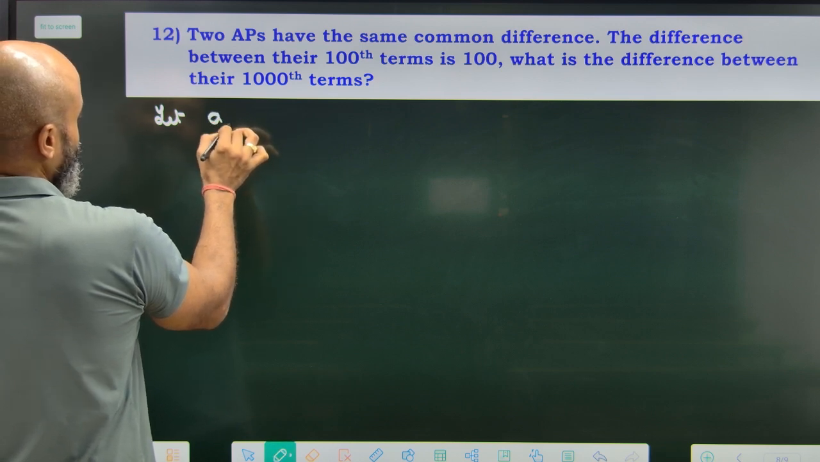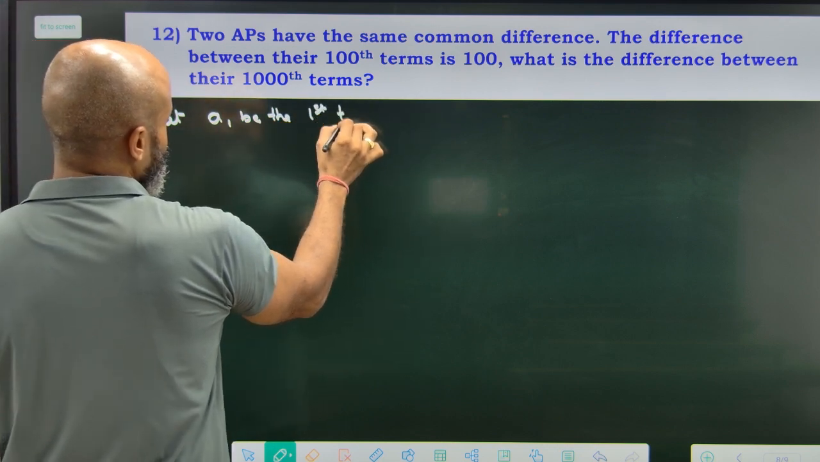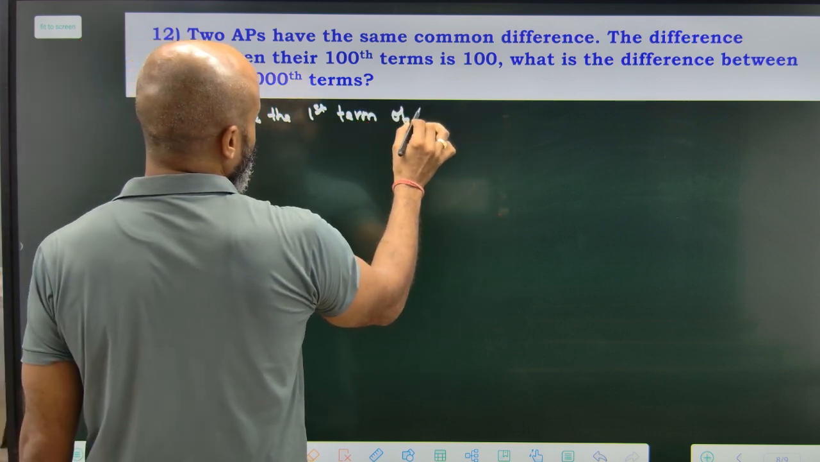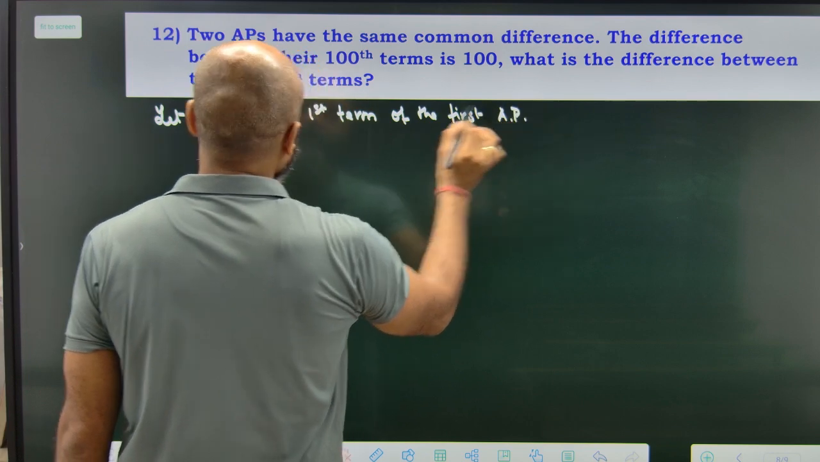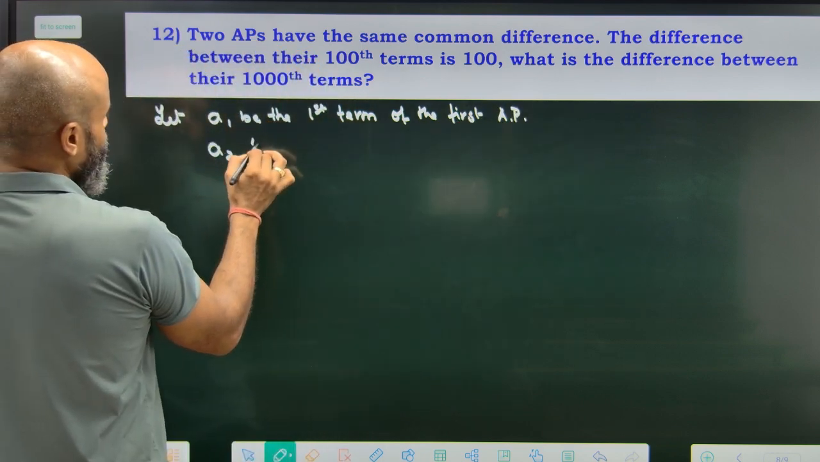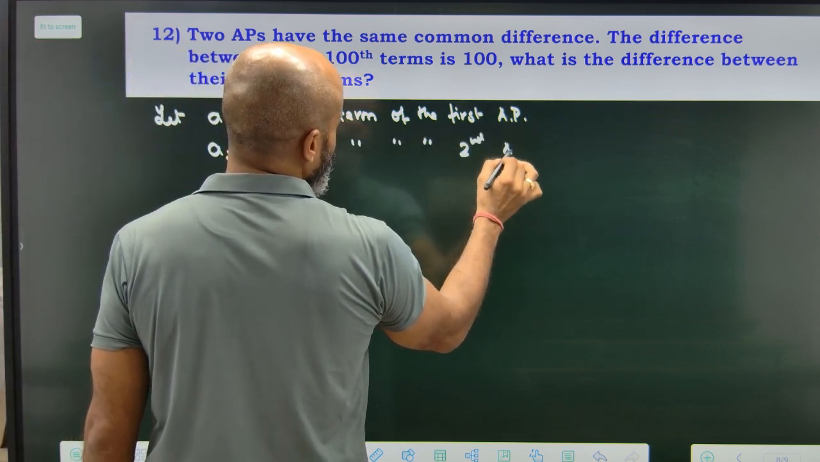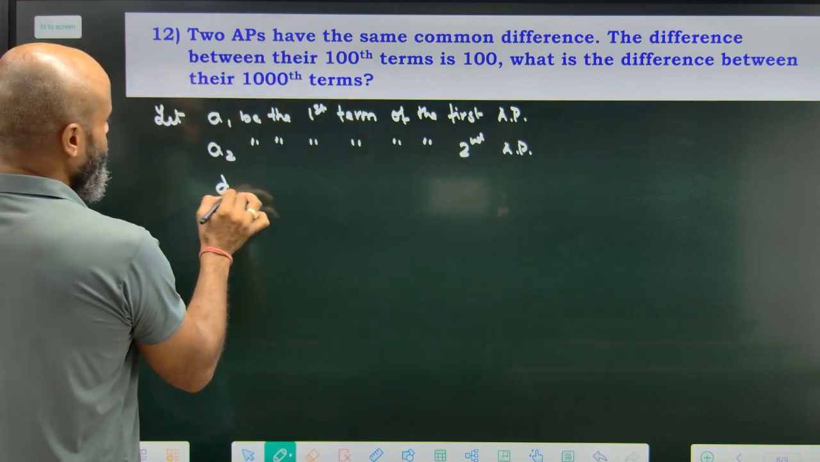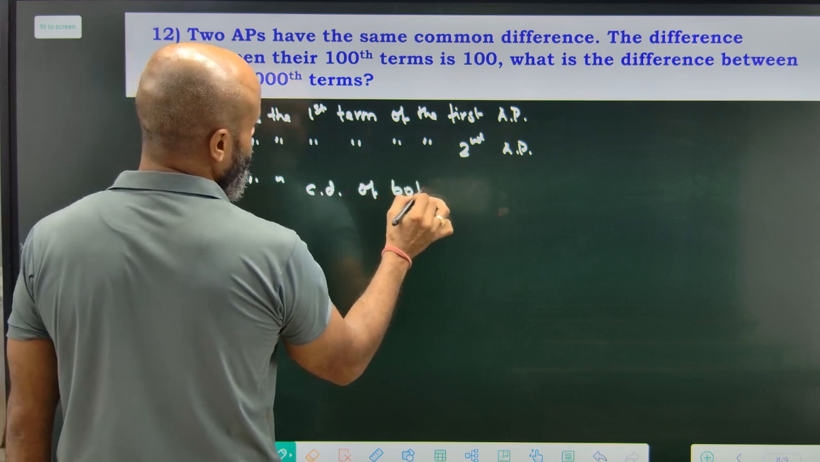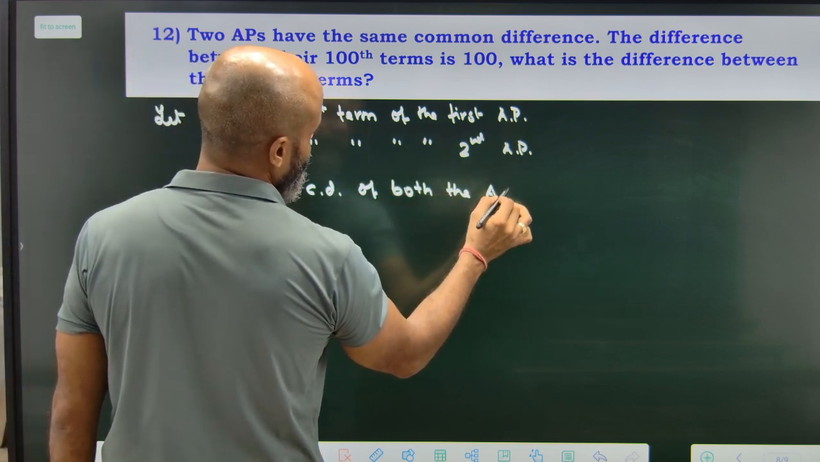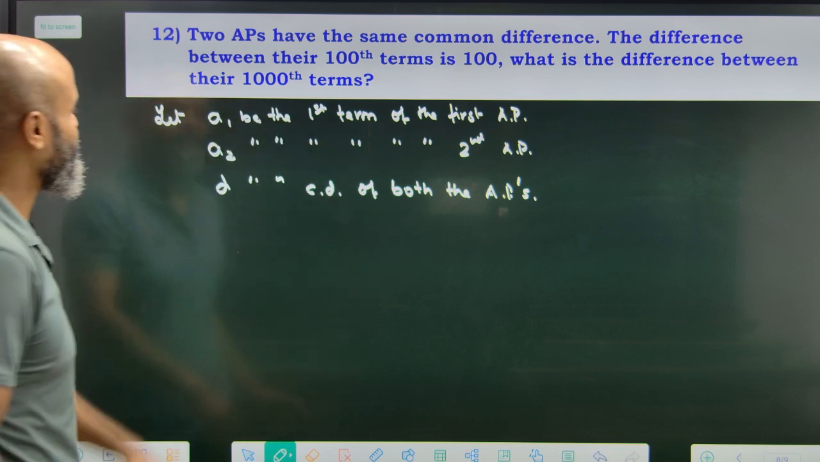Let A1 be the first term of the first AP, and let A2 be the first term of the second AP. Okay. Let D be the common difference of both the APs. Okay. So here we have the 100th term.